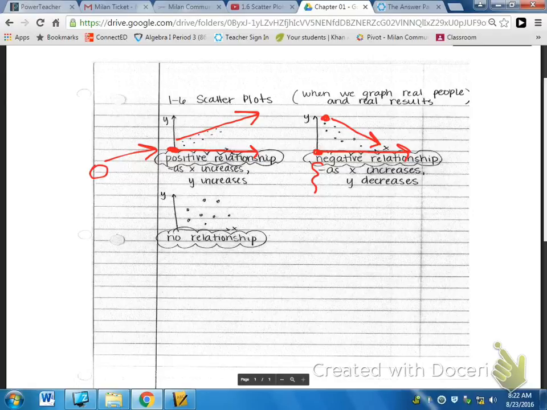Then there's always this situation right here, where you start out at 0 for the x, and as x increases, the data is all over the place. There's no relationship at all. You can't draw a general trend.